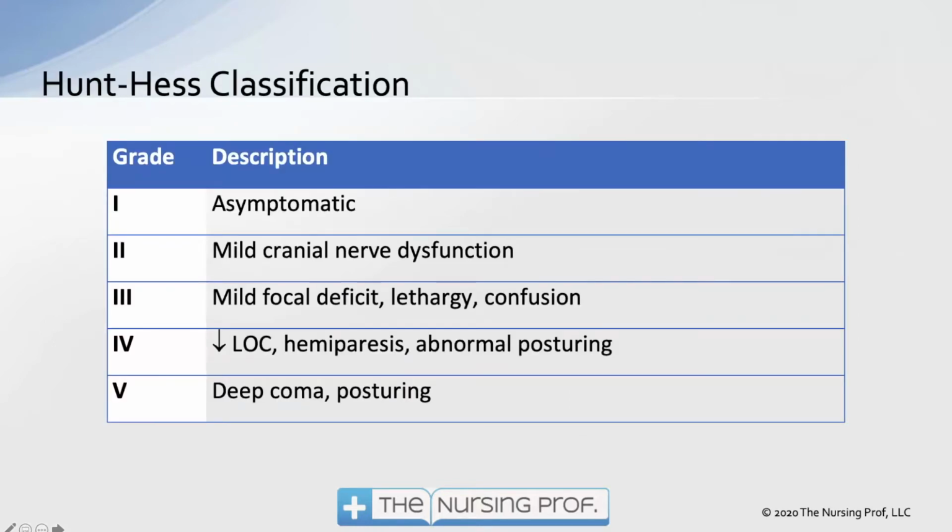Hunt-Hess classifications of aneurysms: grade 1 is asymptomatic, and again, remember, most of these are asymptomatic until they burst or we do some scan for something else and happen to find them. Grade 2 is mild cranial nerve dysfunction. Grade 3 is mild focal deficits, maybe some lethargy or confusion. You see, we're starting to get that decrease in level of consciousness. Grade 4, now we have a decrease in level of consciousness, hemiparesis, abnormal posturing. Grade 5, we have deep coma and posturing.